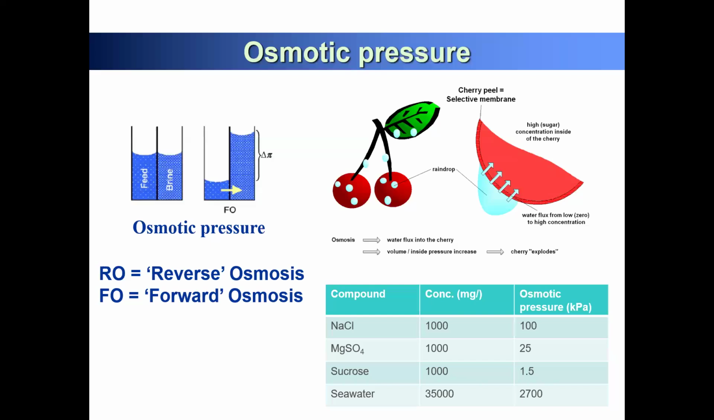So you just push in the reverse way, and then the water molecules go to the reverse side. So we just say reverse osmosis, through the membrane. So let's look at nature. We have a cherry here.